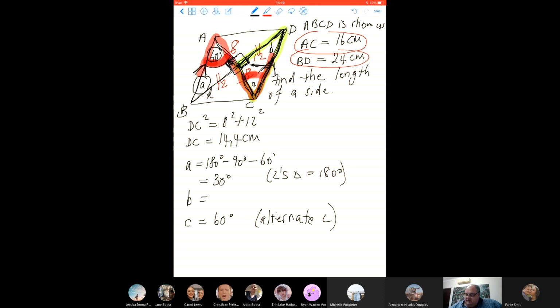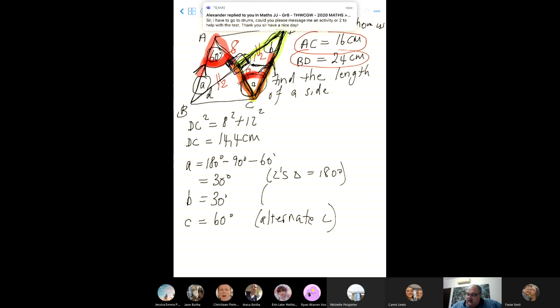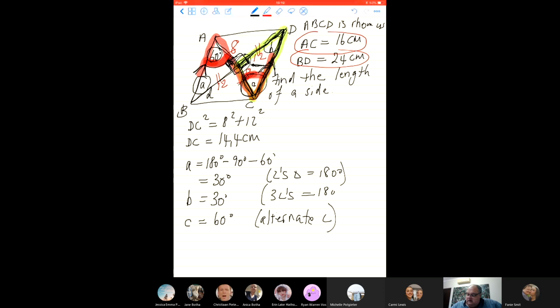Angle C is also going to be equal to 60 degrees, and my reason is because it's an alternate angle. Okay, so now I've got the 60, but then your B is going to be equal to 30 degrees because those three angles add up to 180. We know that's 60, we know that's 90, so that has to be 30, and the reason is because three angles add up to 180 degrees.